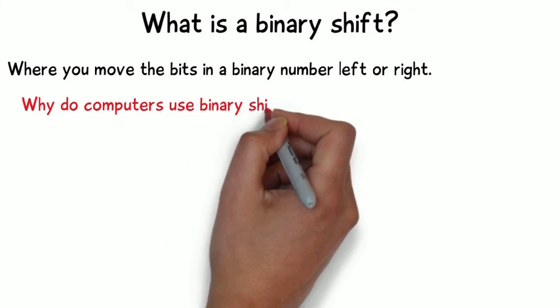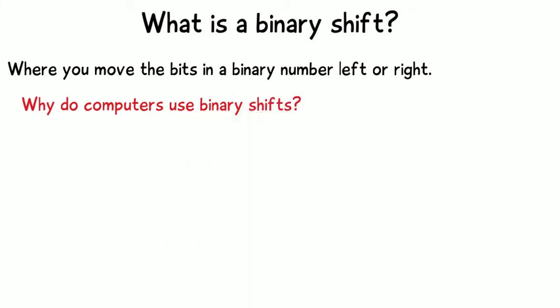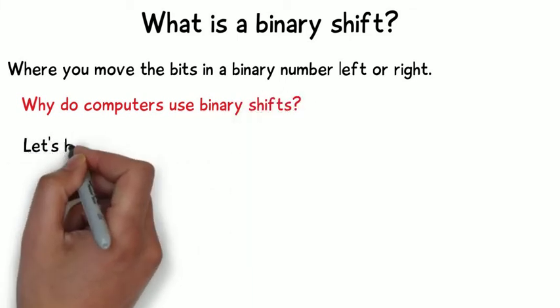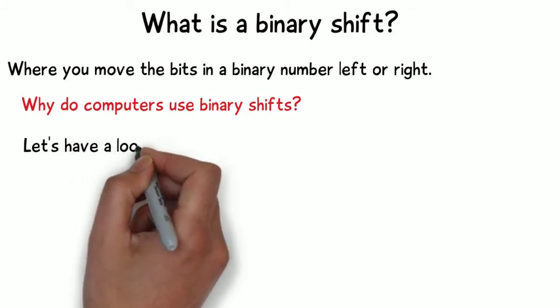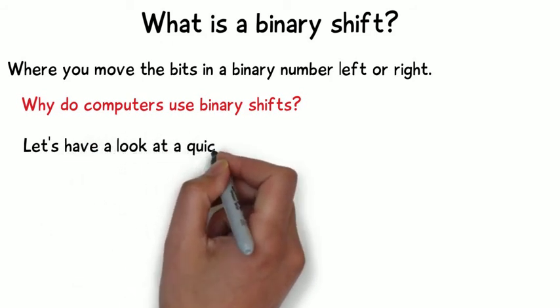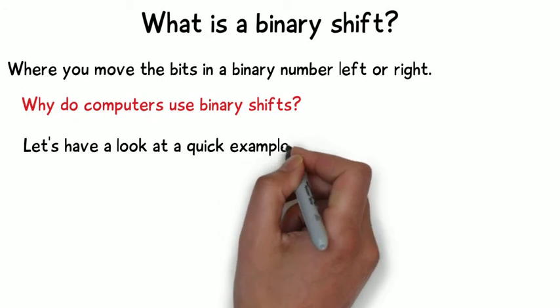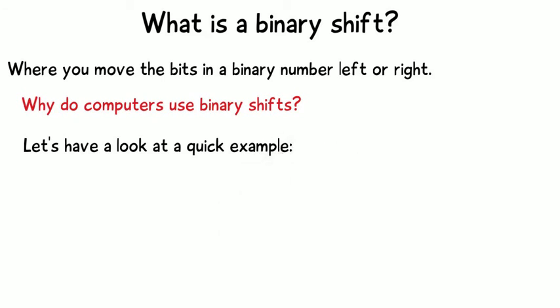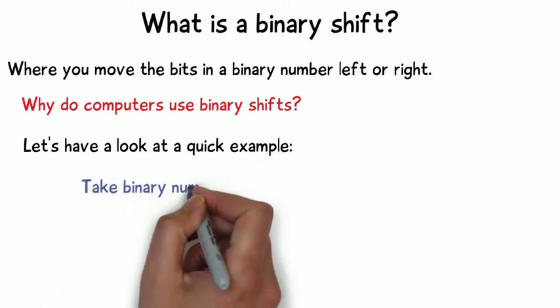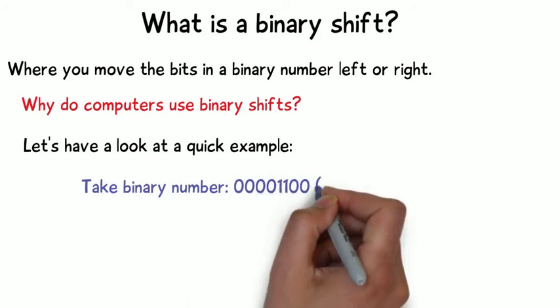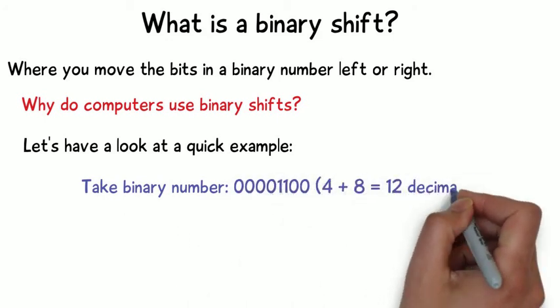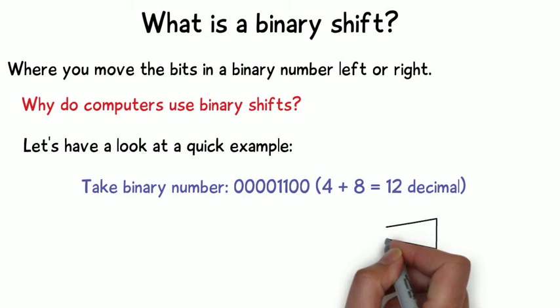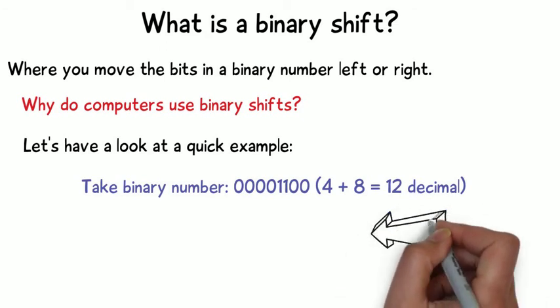So why do you actually use this? Why would a computer want to do binary shifts? Well, let's have an actual practical look at this. So we're going to use this binary number, 00001100, so 12 decimal.